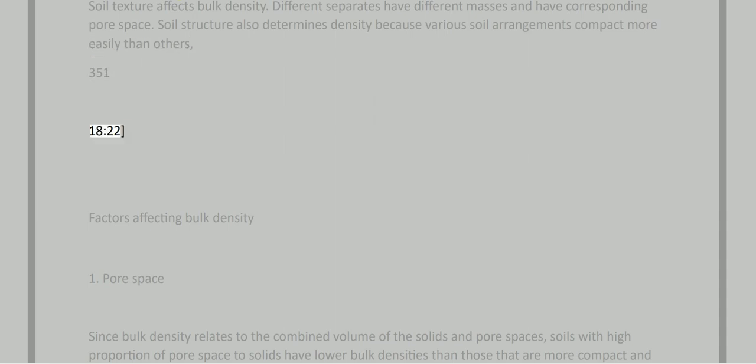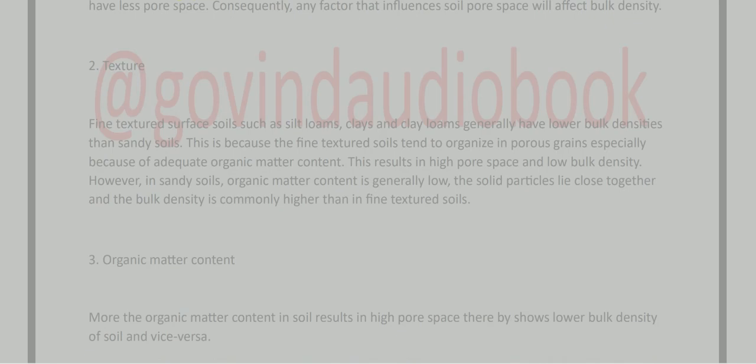Factors affecting bulk density. 1. Pore space. Since bulk density relates to the combined volume of the solids and pore spaces, soils with a high proportion of pore space to solids have lower bulk densities than those that are more compact and have less pore space. Consequently, any factor that influences soil pore space will affect bulk density.